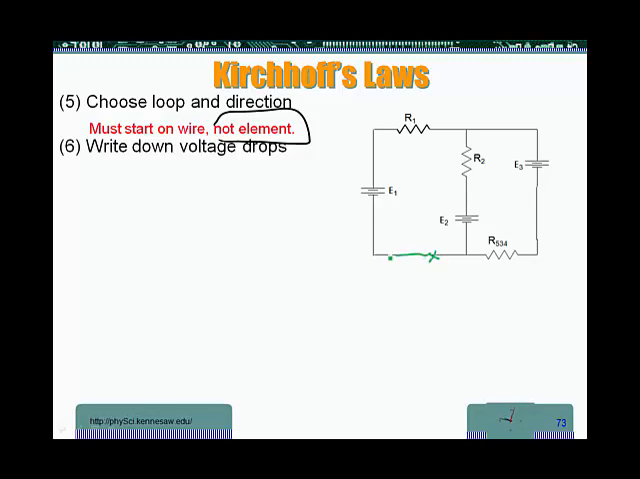I can do this. That's one possible loop. And as you notice, it is actually in the clockwise direction. Okay, let me delete that. Now let's start there again, but let's try another loop.